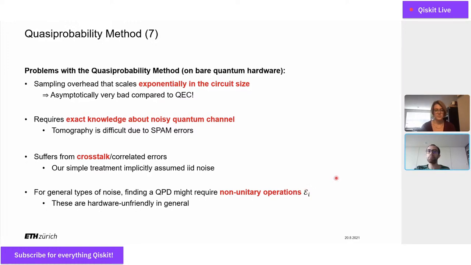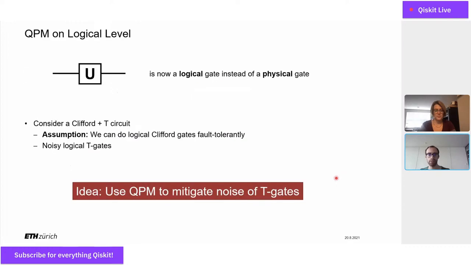So at this point, I'm now going to switch to see how we can combine the quasi-probability method with quantum error correction. And we'll see how a lot of these problems will be tackled in that case. Basically, the big difference is actually a very small step. We're going to say that this gate U that we were considering before is now not going to be a physical gate. It's going to be a logical gate. That means it's a logical gate acting on many, many physical qubits.